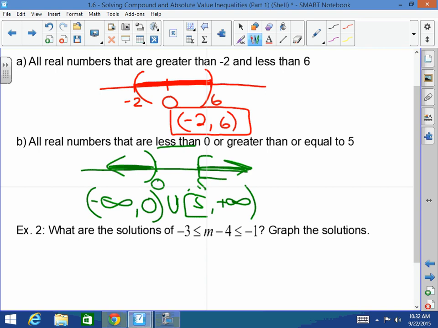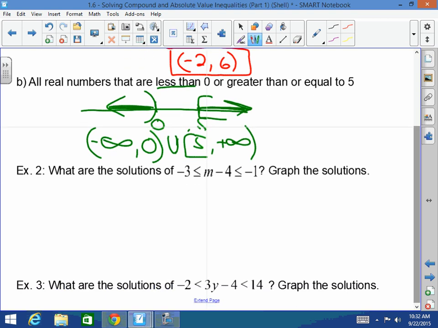Now, let's get to how to solve these, y'all. What are the solutions of this inequality here? And I want you to graph the solutions. Whenever you do this, Robert, yes, sir, what do we got to do?